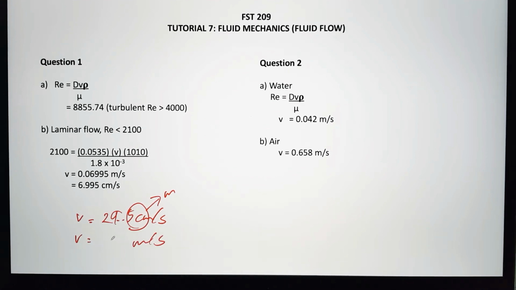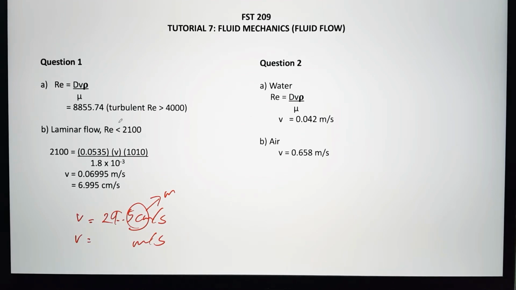Okay, and the internal diameter is given to you as 5.35 centimeter. So again, you need to change that particular diameter to meter. The density and viscosity of the milk are given. Okay, show that the flow is turbulent.